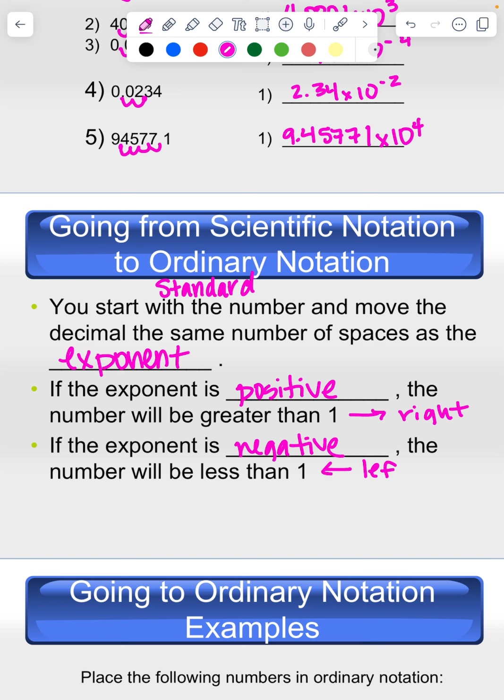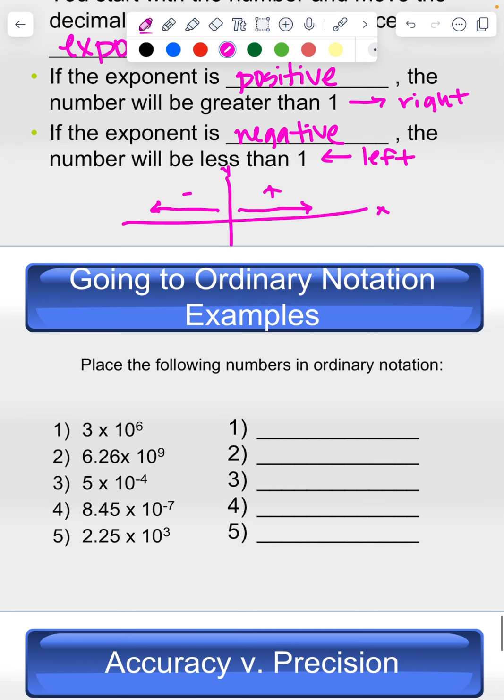If the exponent is negative, then that meant that the number is less than 1, so you move it to the left. So think about whenever we have quadrant rules. This is our x-axis, this is our y-axis. If we were to move to the right, that's positive. So if we have a positive exponent, we move it to the right whenever we're taking it out of scientific notation to standard notation. If we have a negative exponent, that means we move it to the left whenever we're taking it out of scientific notation.